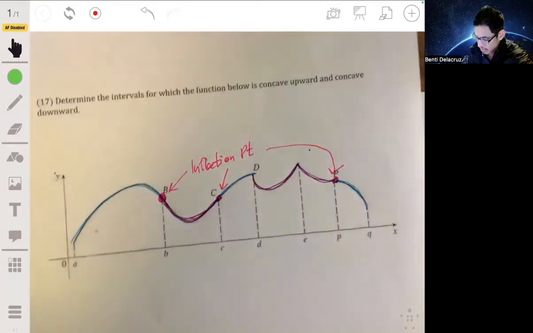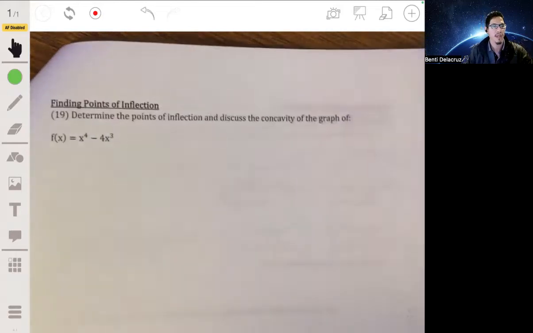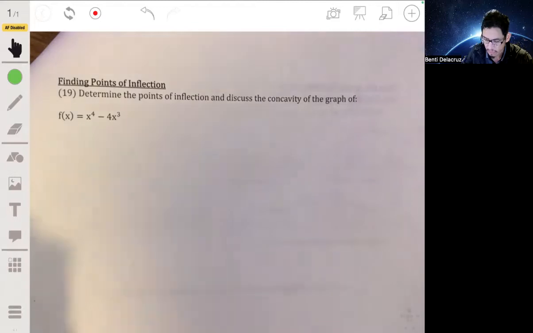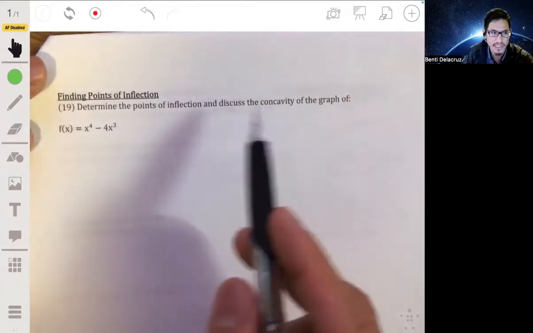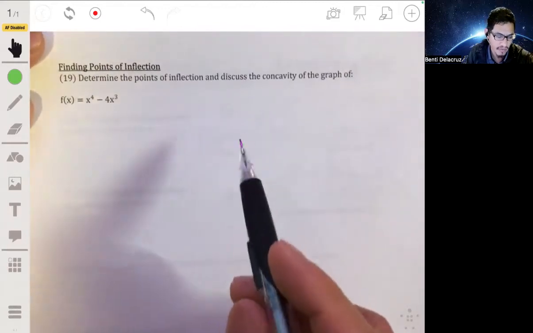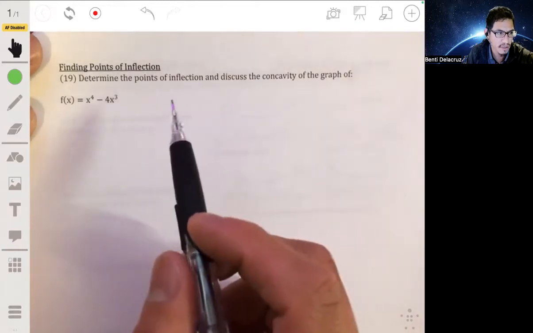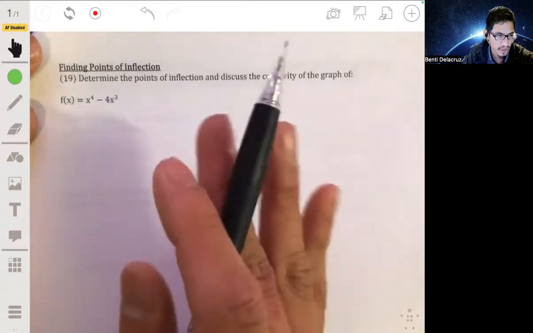Let's go through a practice problem now. Let's go through number 19 and discuss the concavity of this graph here. We want to figure out where the inflection points are, and then describe what the graph looks like in terms of its concavity. So let's first find the second derivative, then determine where the second derivative is 0 or undefined, and then study the intervals around that point.